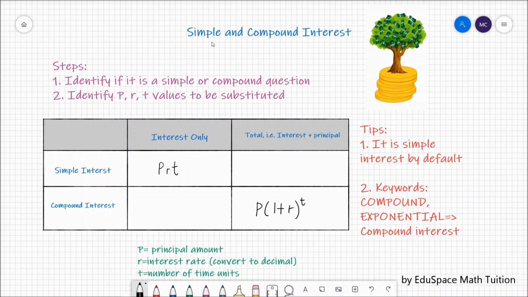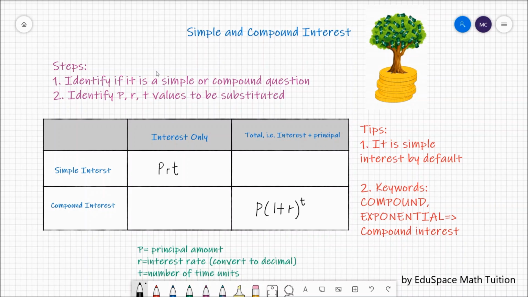Some people might be confused between simple interest and compound interest. So let's see how we can differentiate these two types of interest easily. By default, if the question didn't mention anything, we assume it is based on simple interest payment. However, if you see the keyword of compound or exponential, it actually means compound interest payment.